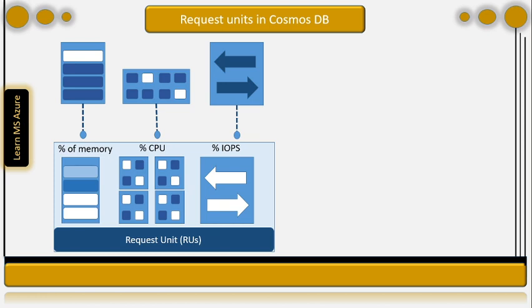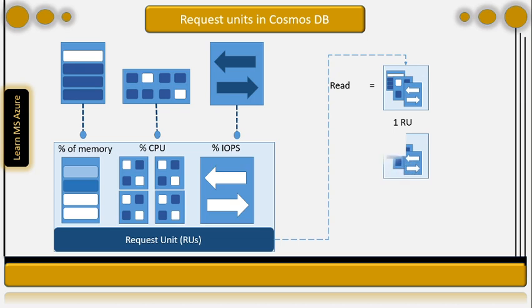So it varies from database operation, from simple write and read to complex queries as well. The cost for a simple point read of a 1 KB item is 1 request unit, or you can call it 1 RU. Similarly, based on the operation and the resources consumed, the RUs are calculated. Depending on the different queries that you use, you will have different numbers of RUs.